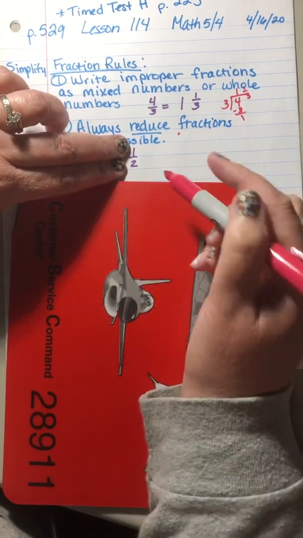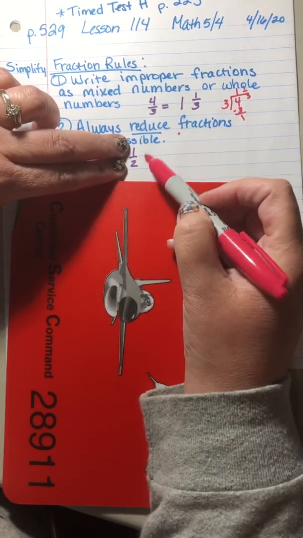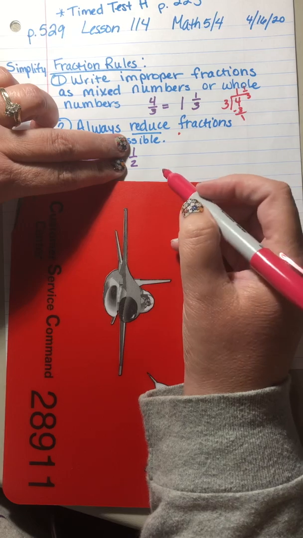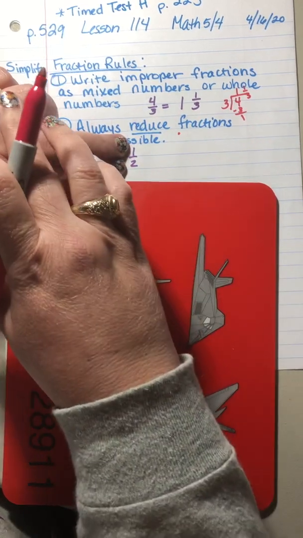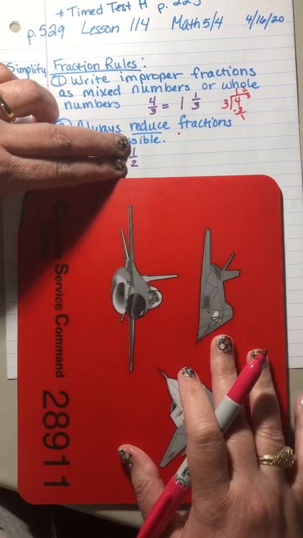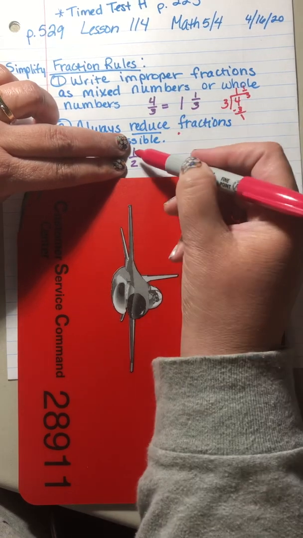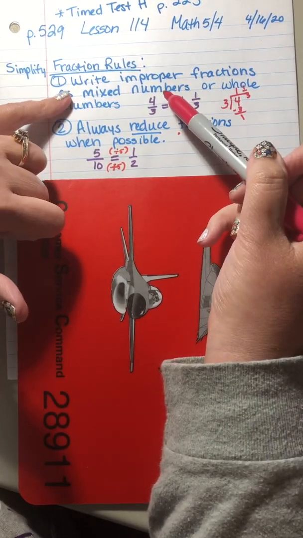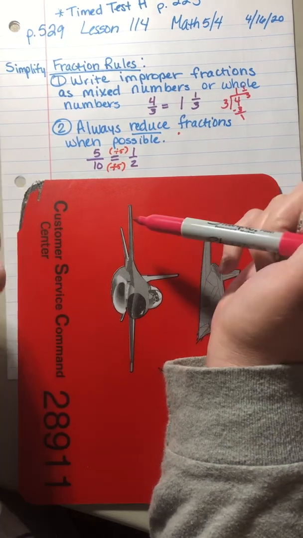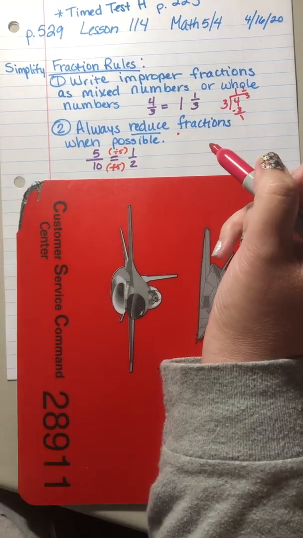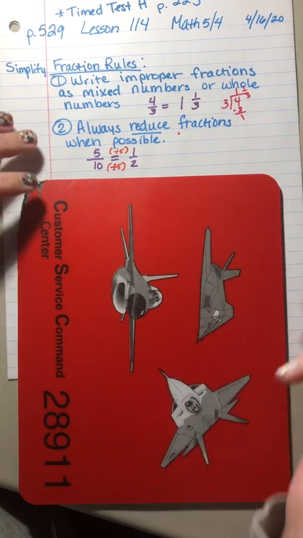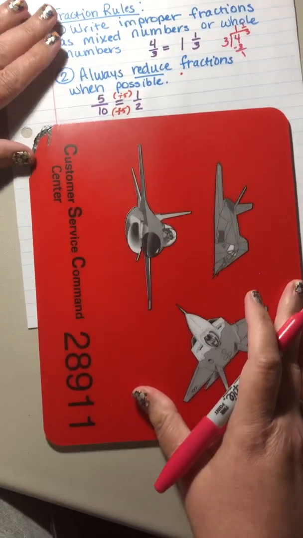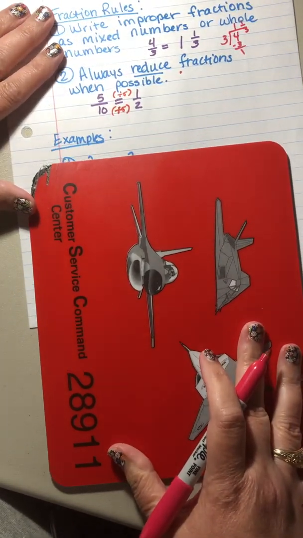And 1/2 can't be reduced anymore because the only thing a 1 and a 2 can both be divided by is 1. So it is in its lowest numbers for the fraction. Okay, so write an improper fraction into a mixed number or whole number and always reduce your fractions. That is what this lesson is going to give you good practice at. So let's look at some examples.